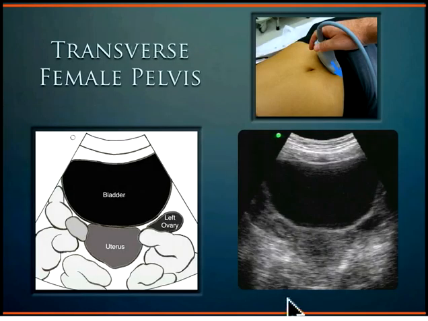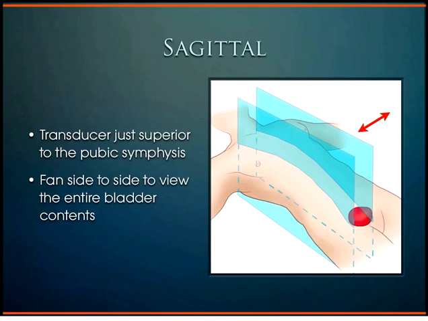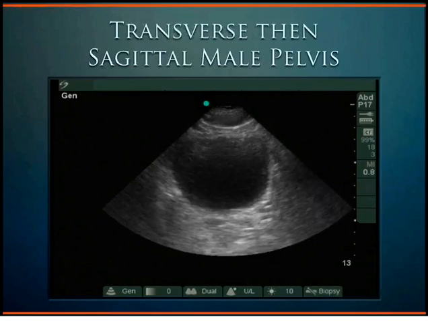Now, as we can see here, in this female with this very full bladder, we're looking posterior to the bladder. This is where the location is of the uterus. We can even make out a cystic structure on her left ovary here. But again, the uterus is posterior to the full bladder in the transverse plane. Now, when we switch to the sagittal plane, we aim that indicator towards the patient's head, and we're going to be fanning side to side in this case in order to see the entire bladder contents.